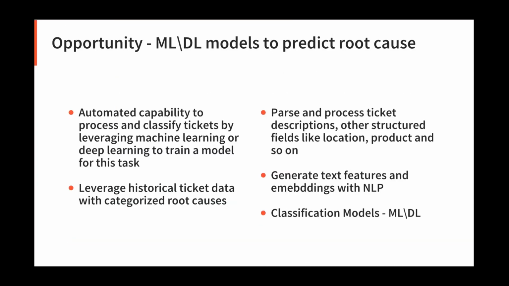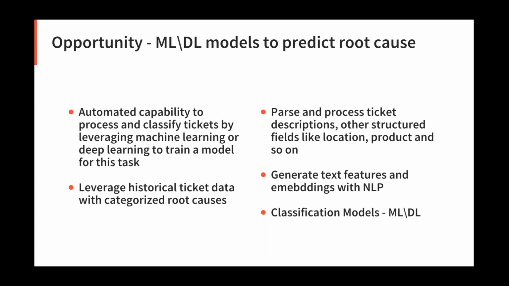Obviously, herein comes the opportunity for NLP and machine learning or deep learning to be combined to do this. How do you do that? You start with the data, right? You get the historical ticket data. You should have the categorized root causes or the priority, which obviously should be there given that these were valid tickets in your organization. You process the ticket descriptions, like the short description, long description, and other structured fields, maybe like what was the product, what was the location, and so on. Then you generate text features, like bag of words, embeddings, and so on. And once you have the numeric features, you go for building classification models.